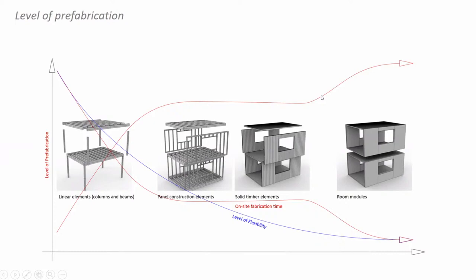So that's something to keep in mind if you think about what you want to plan in terms of setting up a fabrication factory: that you want a good balance of on-site and off-site fabrication. And depending on what kind of adaptability of the system you want, you might want to change this balance in the level of prefabrication.